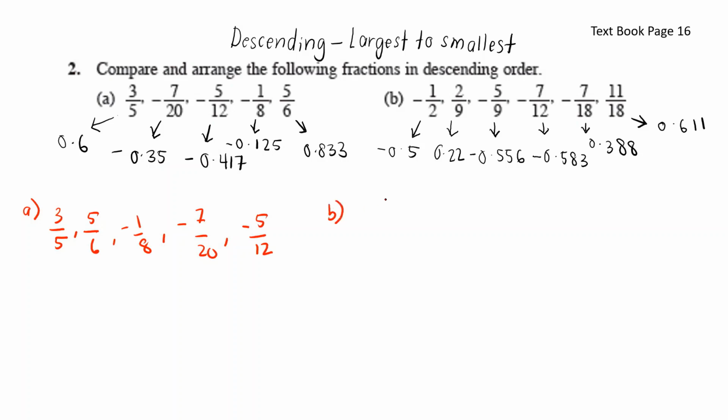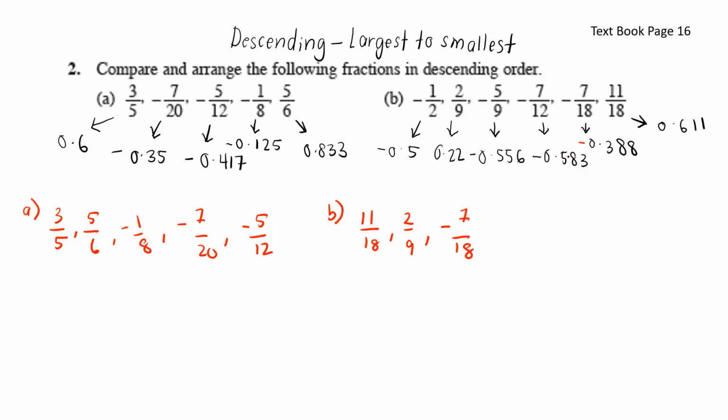For B, let's do the same thing. Find the largest number first. So the largest number here will be 0.611, which is the decimal for 11 over 18. Then 0.388 for negative, oh sorry, it's a negative. Okay, so the next one will be 0.22 for 2 over 9. And then after that, we're followed by negative 0.388 for negative 7 over 18.